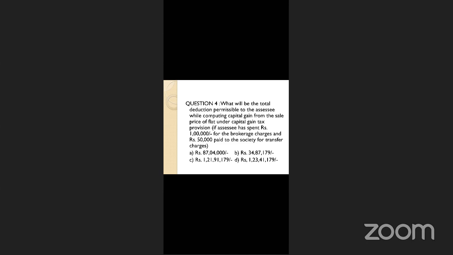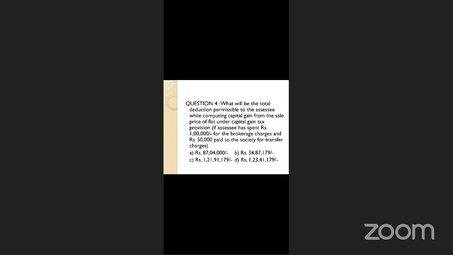Next one, question number 4. What will be the total deduction permissible to the assessee while computing capital gain from the sale price of the flat under capital gain tax provision, if the assessee has spent 1 lakh for brokerage charges and 50,000 paid for society transfer charges? While calculating capital gain, you can deduct these things.